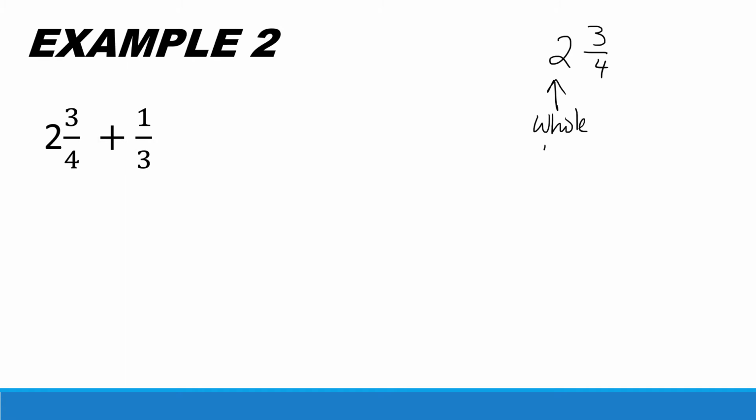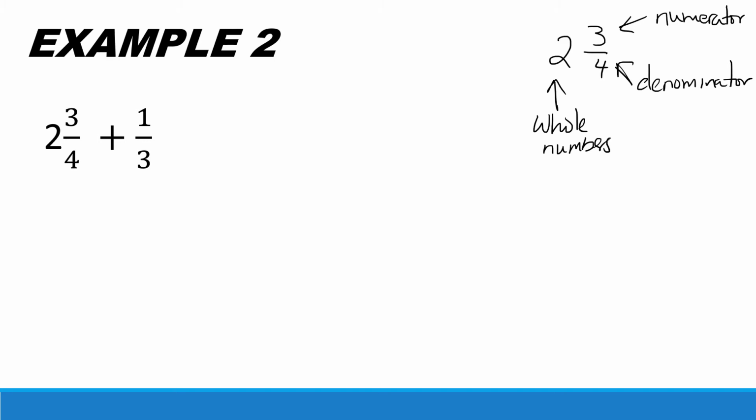Example 2. We're adding 2 and 3 over 4 plus a third. So we're adding a mixed number and a proper fraction. Now let us again look at our denominator and numerator. In this case, if we use the mixed number, 2 and 3 over 4, the 2 is the whole number, so we have 2 wholes, and 3 will be the numerator, the fractional part, and 4 is our denominator.